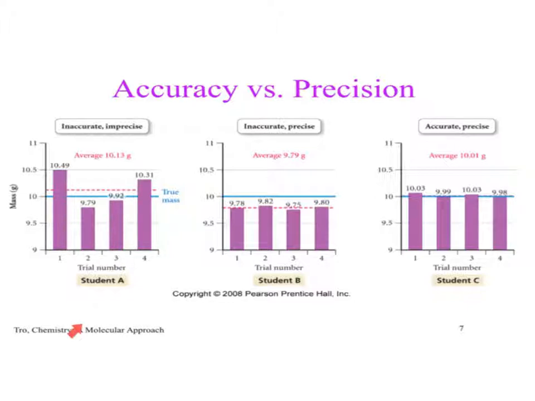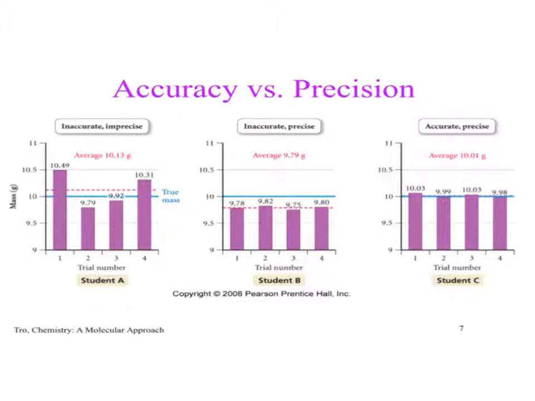Student A is an absolute hot mess. Look, inaccurate, imprecise. They're inaccurate because the average of their data is a bit far away from what would be considered the true mass right there. They're also very imprecise because the data is all over the place. You've got this one that's really, really high, and then all of a sudden, whatever's measuring this jumps really, really low for no apparent reason. It must be a scale. Then a little higher, then back, it's just really all over the place.